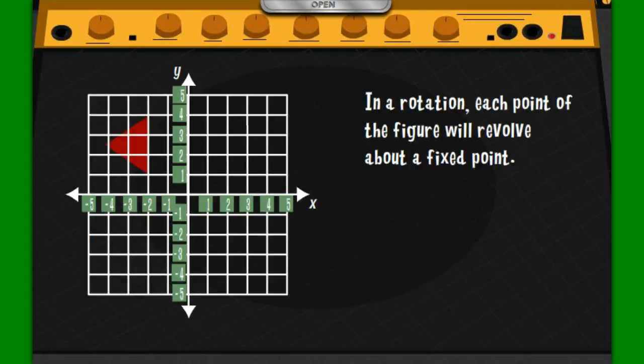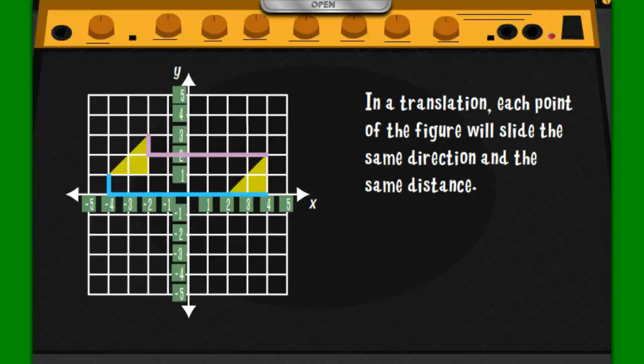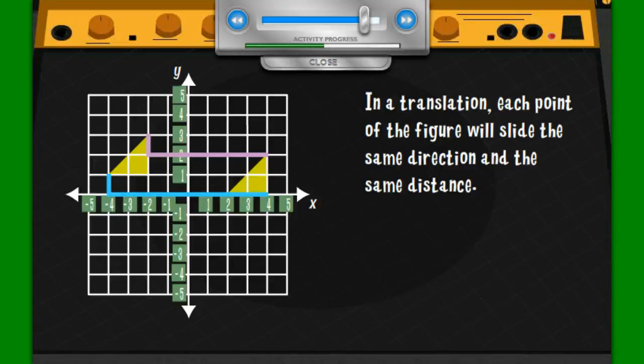In a rotation, each point of the figure will rotate about a fixed point. In a reflection, the entire shape is flipped over a line to make a mirror image. In a translation, each point of the figure will slide the same direction and the same distance. So now the transformations are specific to a point or a line on the grid. Now you can tell exactly how the figure is transforming.